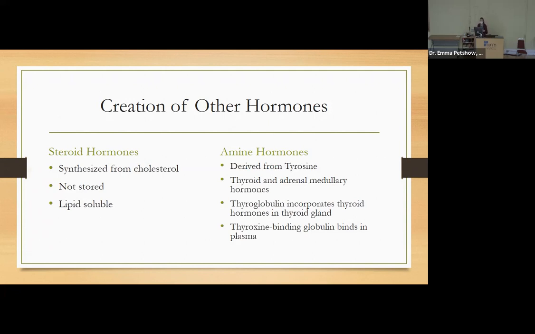Thyroglobulin is then going to incorporate thyroid hormones into that thyroid gland tissue itself. And thyroxine binding globulin is going to bind in the plasma. We're going to go into thyroid here today. So if these things aren't making sense, if you're not remembering thyroid metabolism, we're going to get into it.